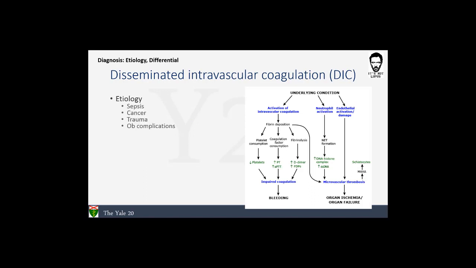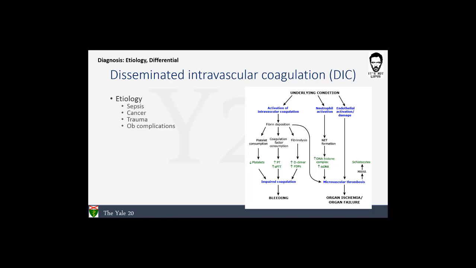So when you're thinking about DIC, there's a lot of different causes of it. It's not the presentation of something, it's the result of something. So you want to figure out what that something is. Sepsis, cancer, trauma, OB complications are some of the etiologies.